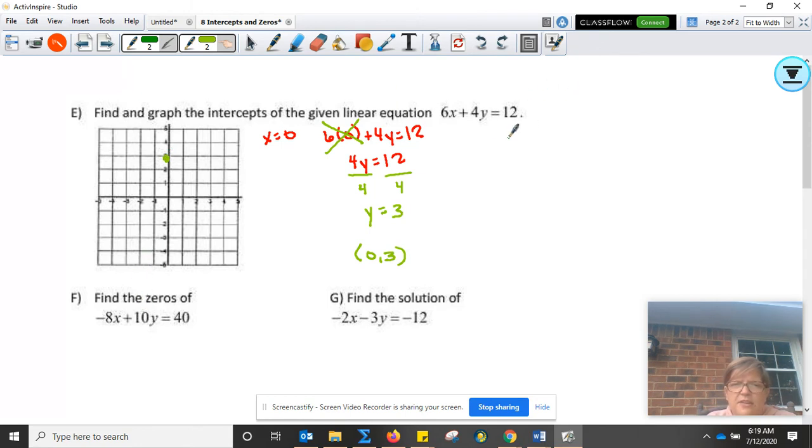Okay, now to find your x-intercept, we're going to have y equals 0. So we have 6x plus 4 times 0 equals 12. Well, once again, that 4 times 0, it just goes away. 4 times 0 is 0. So I'm just going to put an x there. 6x equals 12. Divide both sides by 6. And x equals 2. So that ordered pair would be (2, 0). So those are your x and y intercepts.